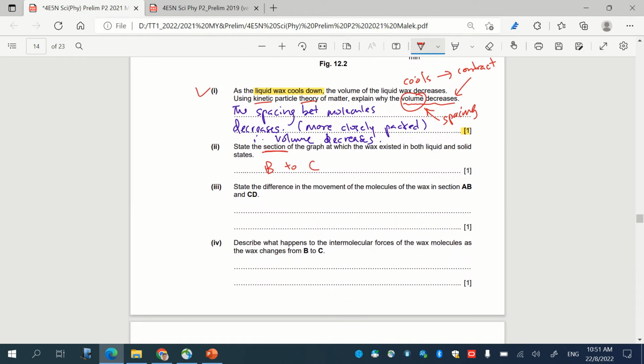Okay? State the difference in the movement. This one again tests you on the kinetic theory. Movement of molecules. Just say the movement in section AB and section CD.